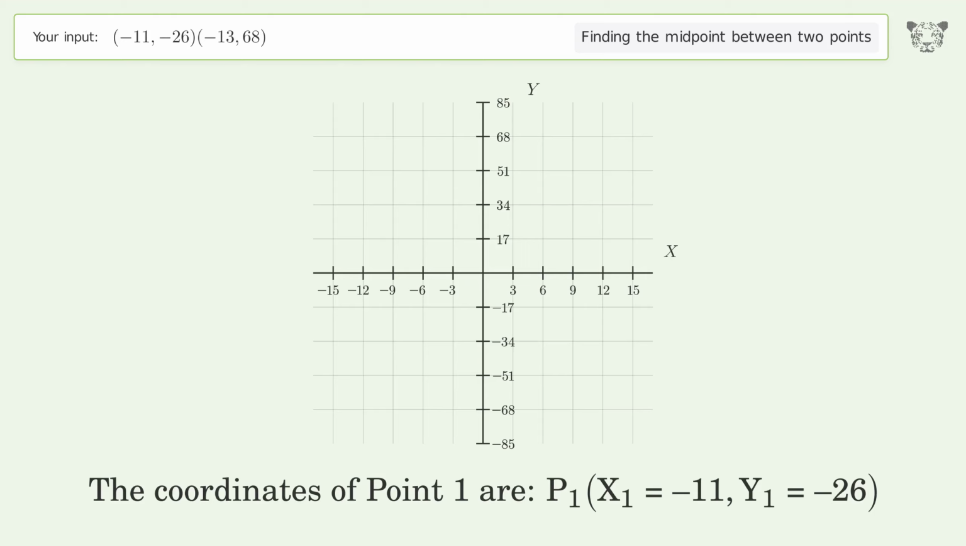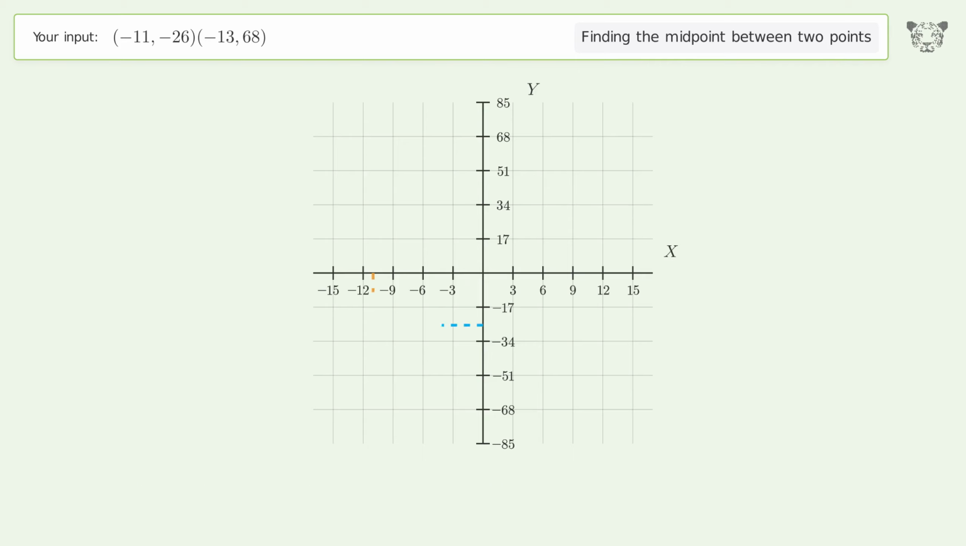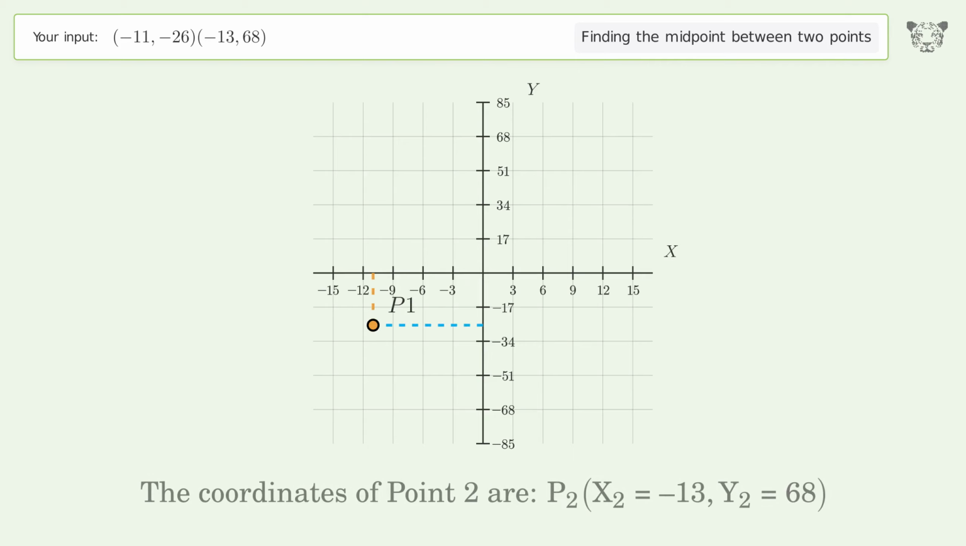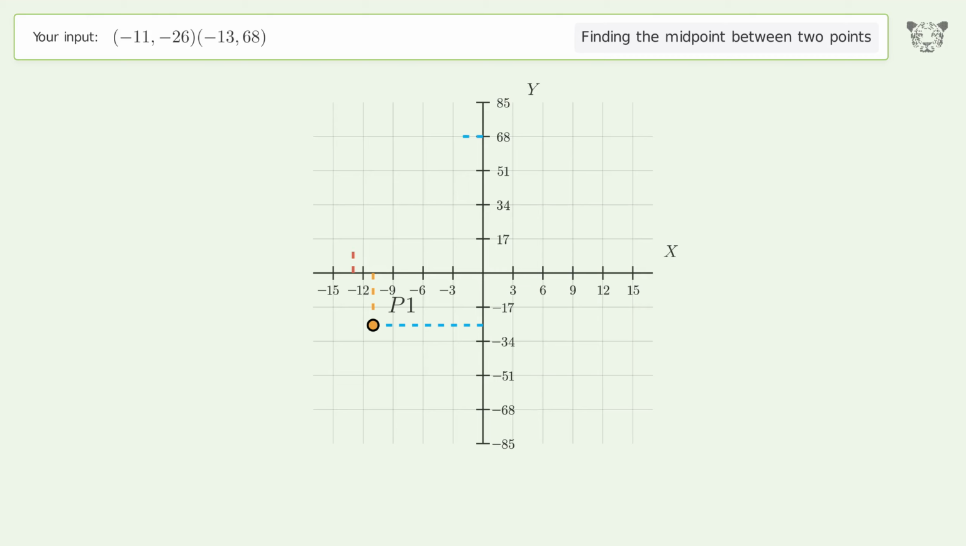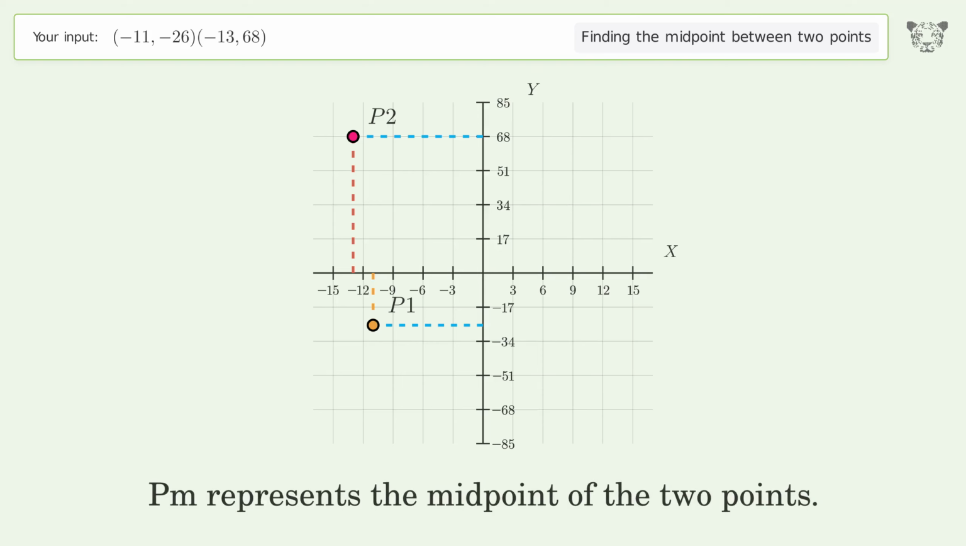The coordinates of point 1 are, x1 equals -11, y1 equals -26. The coordinates of point 2 are, x2 equals -13, y2 equals 68. PM represents the midpoint of the 2 points.